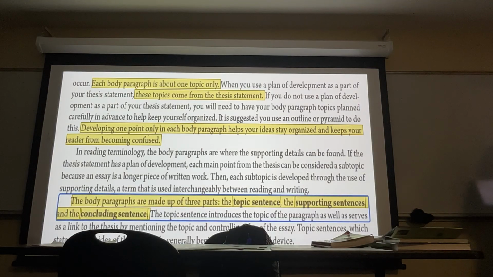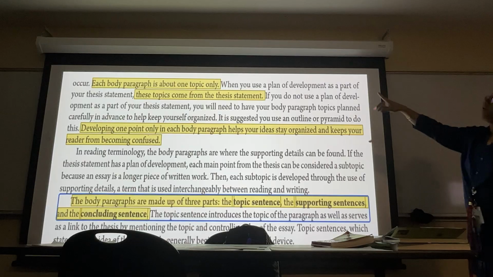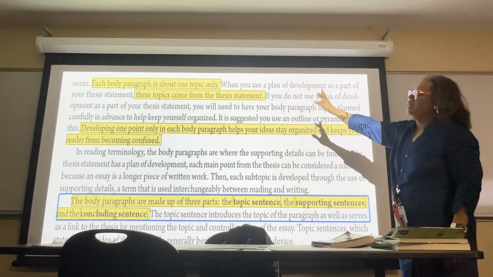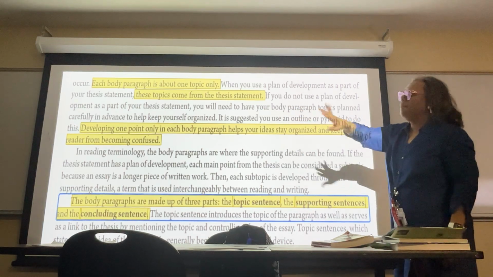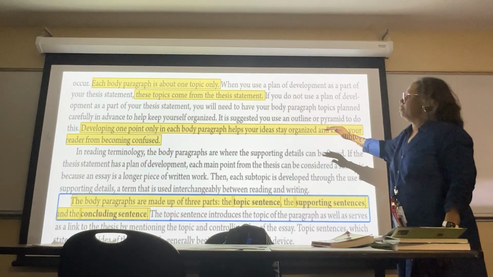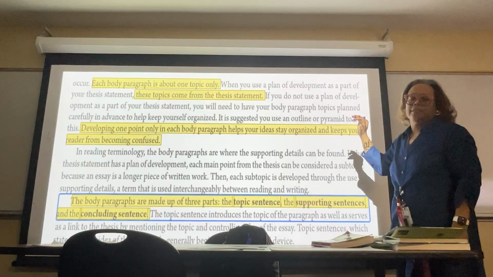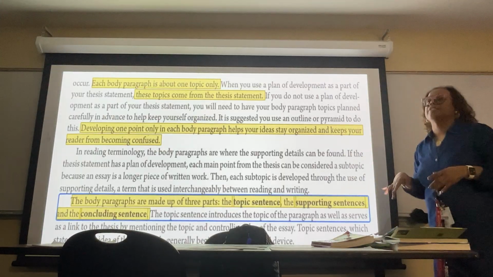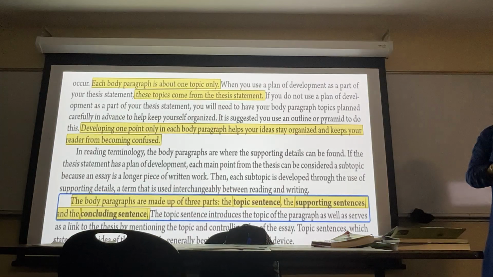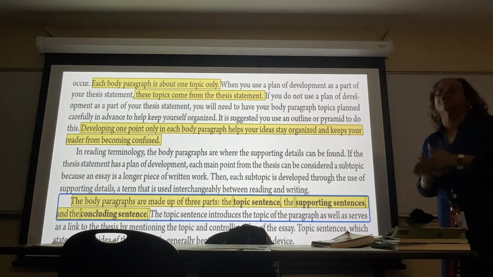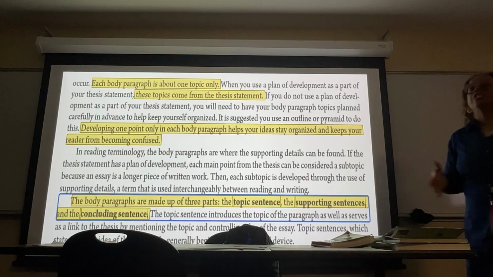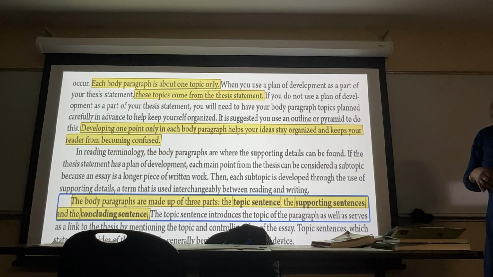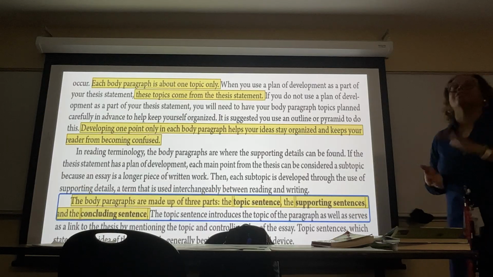Each body paragraph is about one topic only, and these topics come from the thesis statement. Develop only one point in a body paragraph. That keeps you organized. Do not try to do multiple points in a paragraph. It's exhausting. Just do one. While we're relearning, while we're reviewing the things that some of us went to school a while back ago. Got it? Let's practice doing it simple.